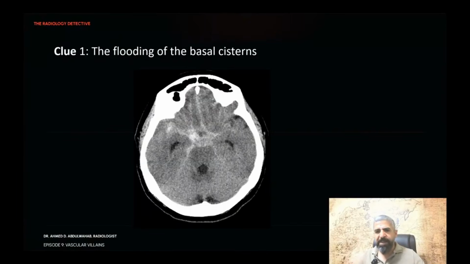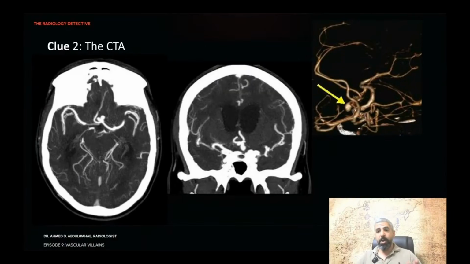The subarachnoid space is completely flooded with hyperdense blood. Okay, this is the star-shaped increased density. It's completely flooded with hyperdense blood. Now, let's go to clue number 2. It's called the CT angio or the CTA. Look at the CTA of the circle of Willis. Right at the anterior communicating artery, just right here, and right here, there is a focal berry-like sac ballooning outward. This is a vascular bomb that has gone off.